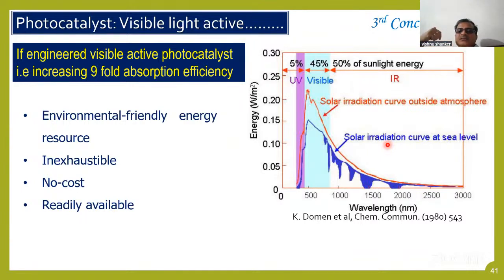But the problem is, if you want to use an artificial lamp, then it's fine, no problem. But if you want to use sunlight, the composition of UV radiation is very less, whereas visible radiation is very high, about 45%. So that's why people put the maximum effort into bringing UV active material to visible active material, right? Your activity gets enhanced by 9 times just by tuning the band gap of the material, right?